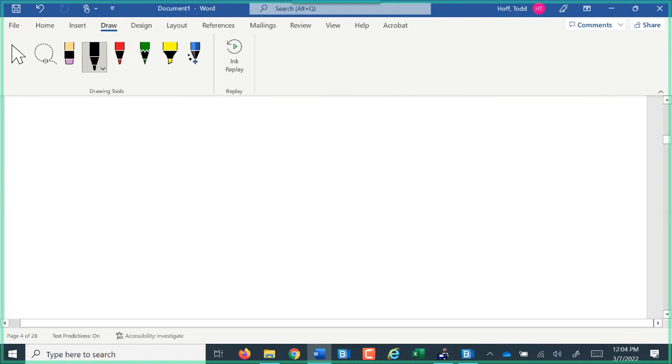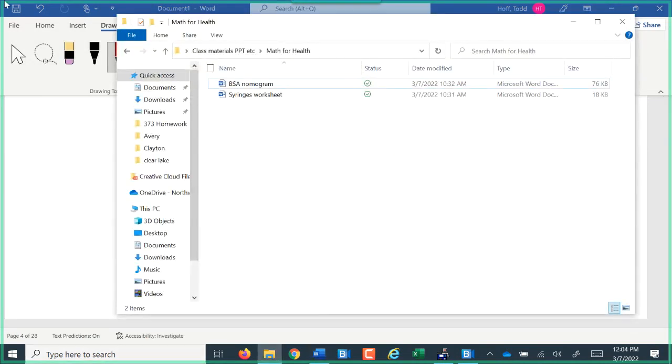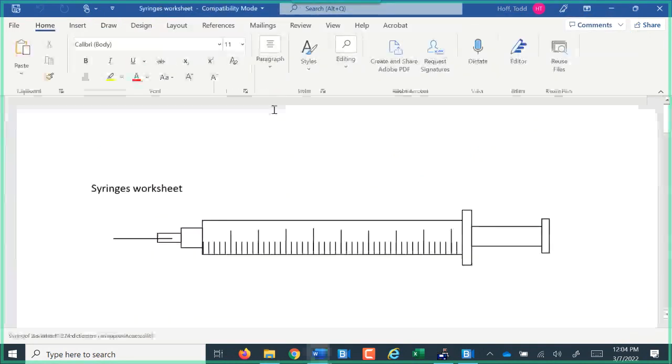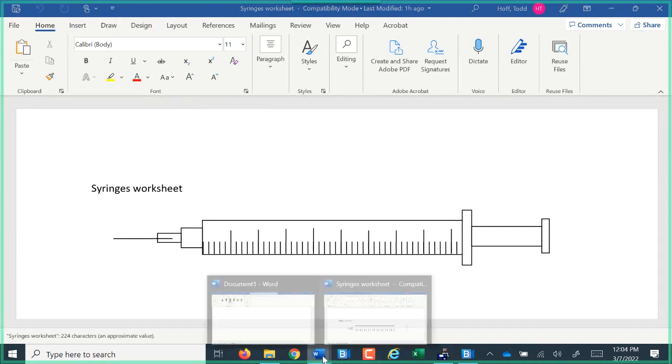I'm going to switch gears just a little bit, and we're going to talk about syringes. Of course, this is really a discussion about measurement.